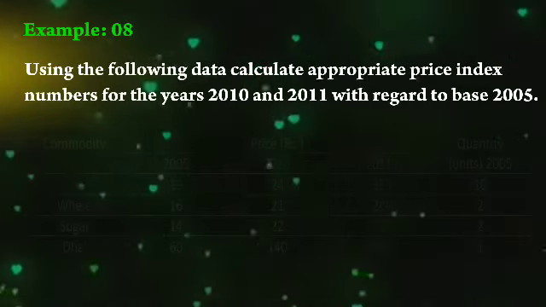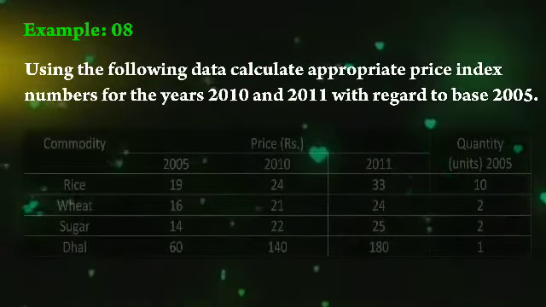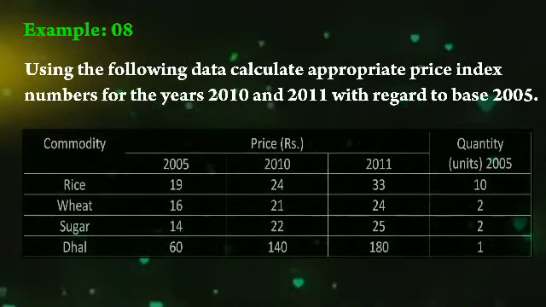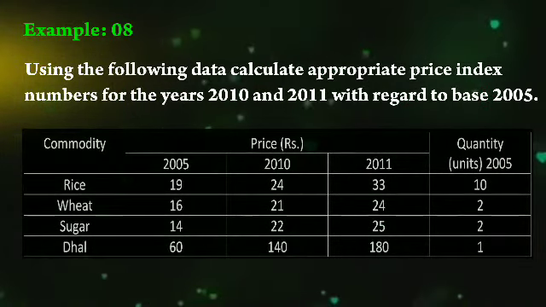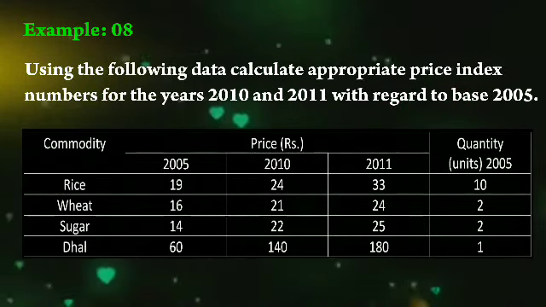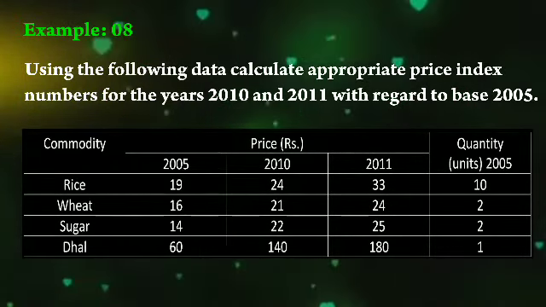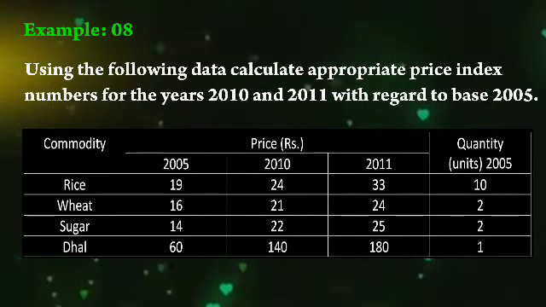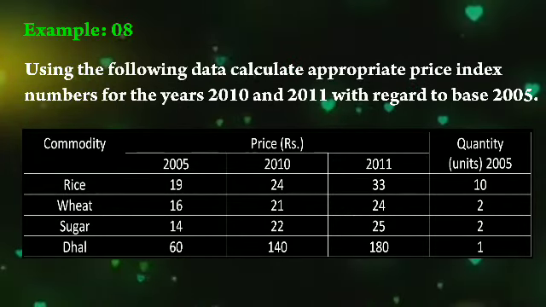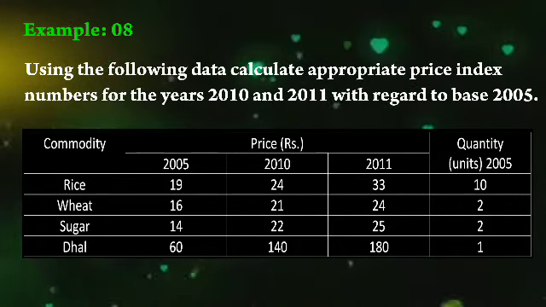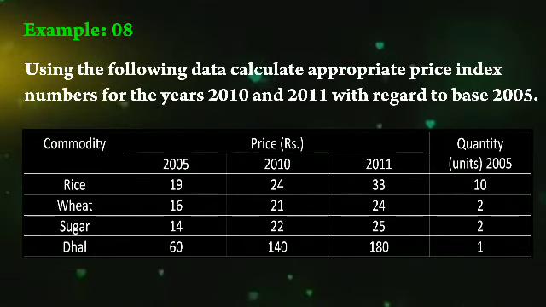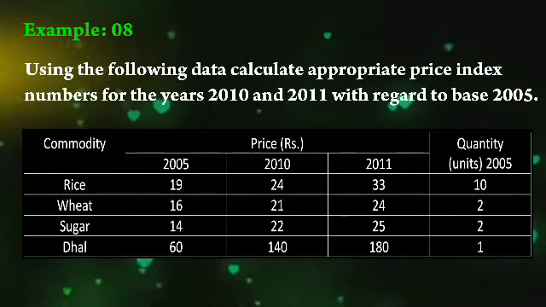Example number 8. Using the following data, calculate appropriate price index numbers for the years 2010 and 2011 with regard to base 2005. Refer to the data which is tabulated here. You can find different commodities, rice, wheat, sugar, dal, along with the price and the quantity values. Quantities are given for the year 2005 and the earliest year in this data is 2005, which means that will be your base year. So here quantities are given for the base year. Q naught values are given.